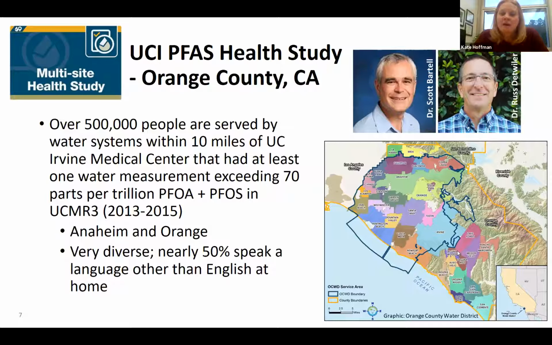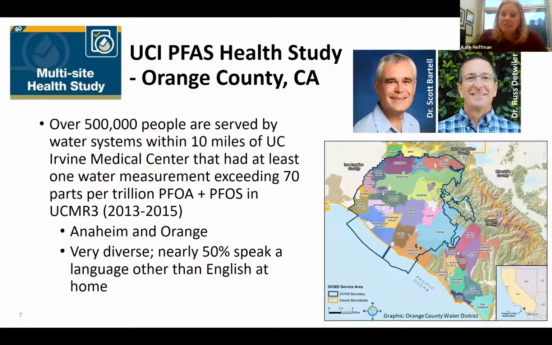And in the UCMR3, which was conducted in 2013 and 2015, all of these water systems had at least one exceedance of that 70 parts per trillion for PFOS and PFOA. So there is a documented history of PFAS contamination of the drinking water there.